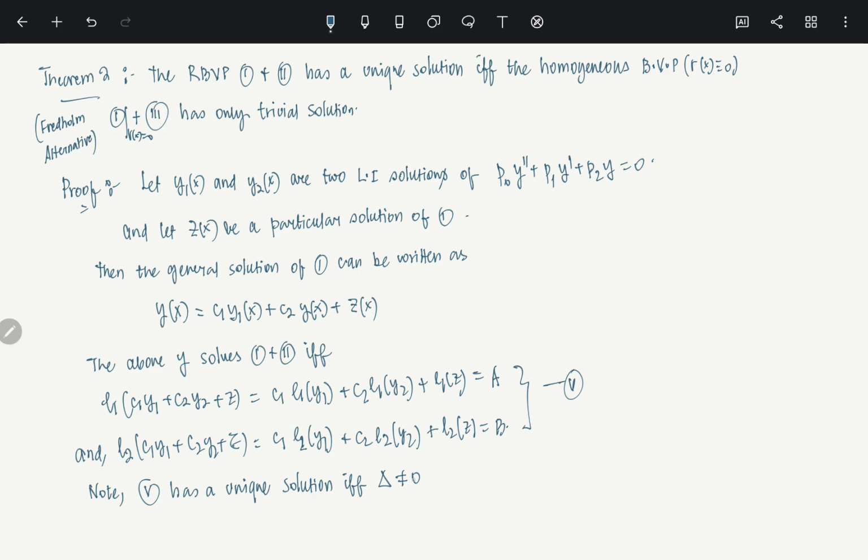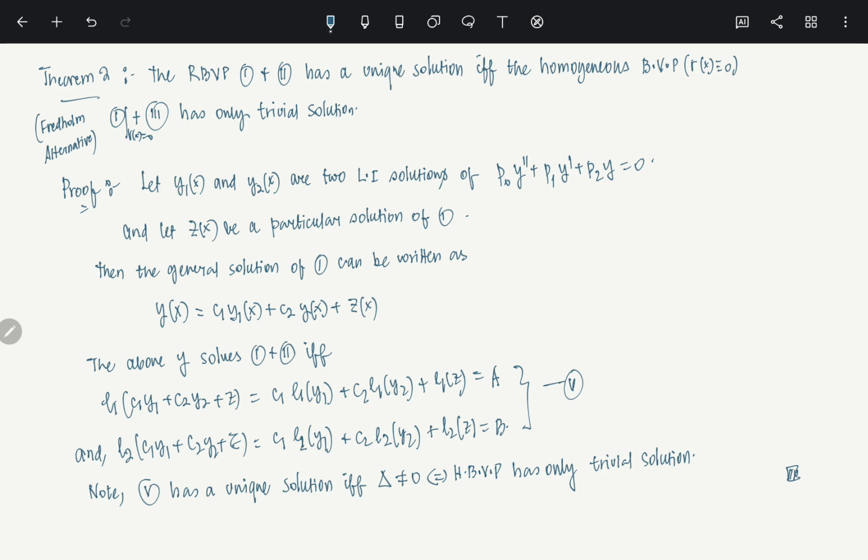What does it mean? It means that if and only if the homogeneous boundary value problem has only the trivial solution. This is by the earlier theorem, right? And hence it is proved. So essentially, when does this system of equations have a unique solution? If and only if delta is not 0.